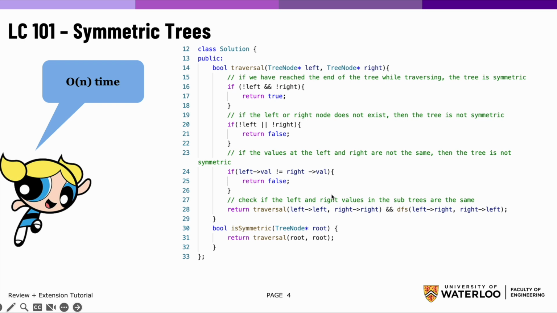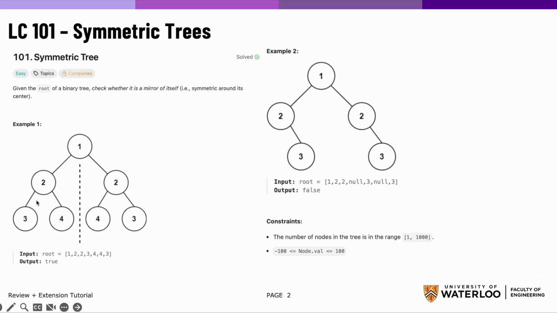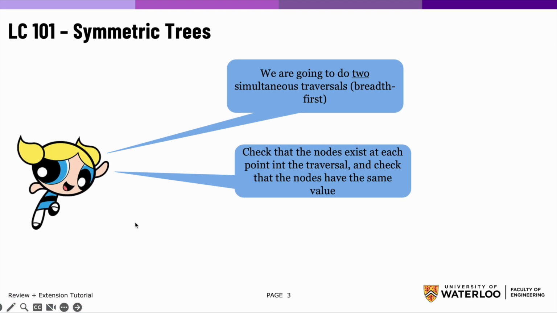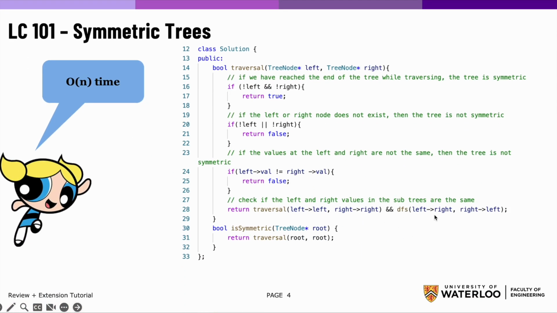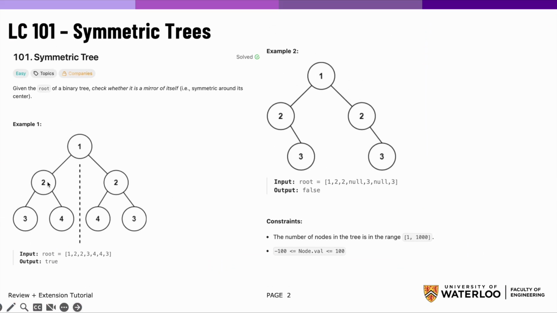So that's the outer traversal, where we're going left to the left and right to the right. We're checking the outer side of our two sub-branches. And then the second one that we're checking at the same time is that the left right and the right left are the same. Visualizing it here, it's checking the left right, which is 4, and the right left, which is also 4, that they're the same.